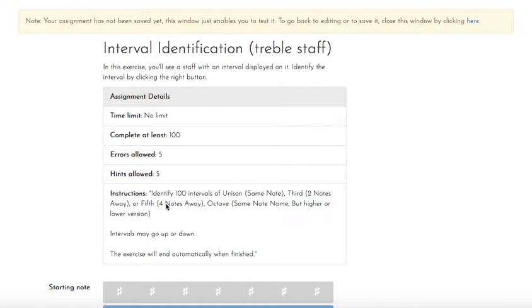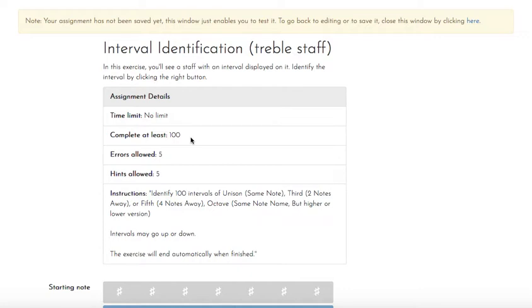It's kind of like when we were building our scales and we had a starting lower note and we built to a note of the next same name, a higher version of that note. That would be an octave. And here we're going to be identifying that interval specifically. Intervals may go up and down. You have no time limit for this activity, and you can complete at least 100.